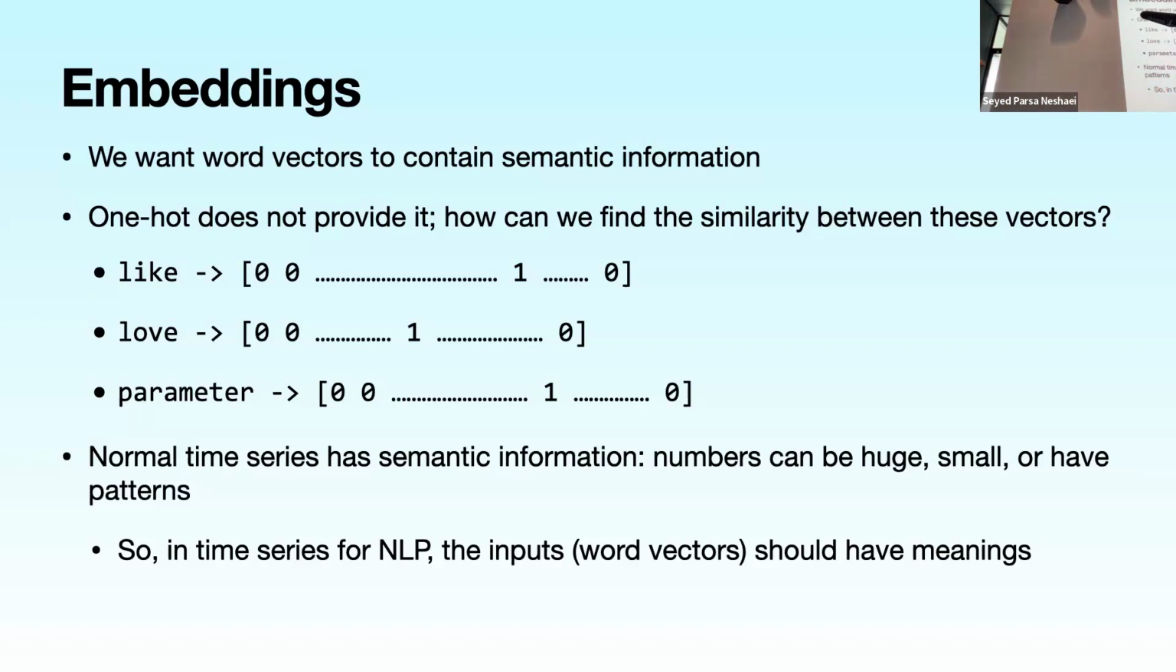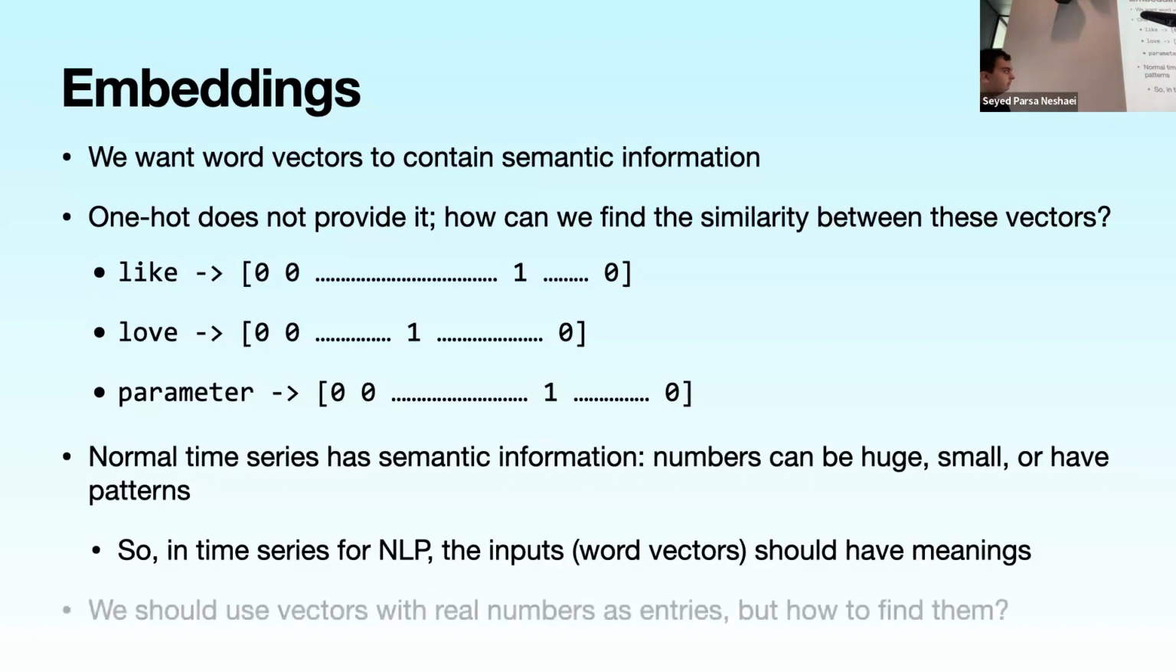Here we want to find vectors such that, for example, if we have the vectors for like, love, and parameter, the distance between the vectors of like and love should be less than the distance between like and parameter. Because like and parameter are two different words, but like and love are similar, right? So we want our mapping of the words to vectors to also have some semantic meaning, also have some patterns. So this is the whole idea. Any question?